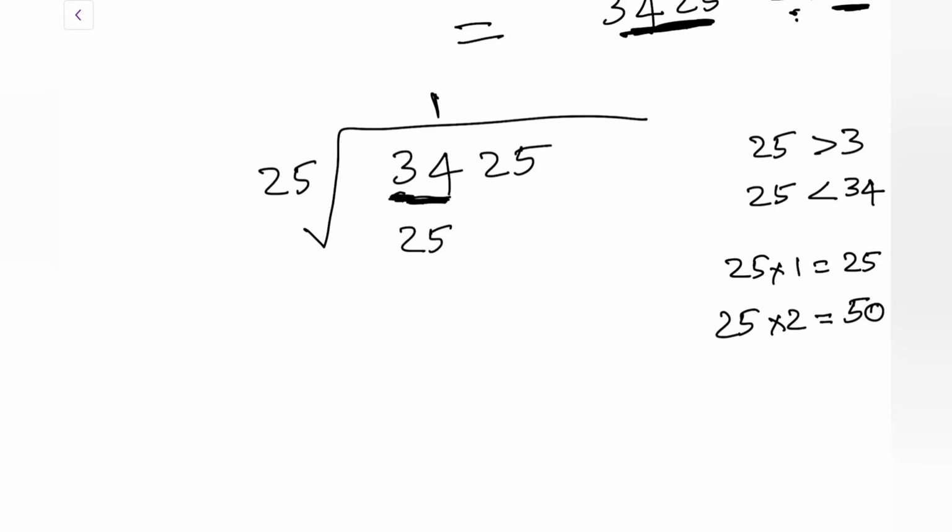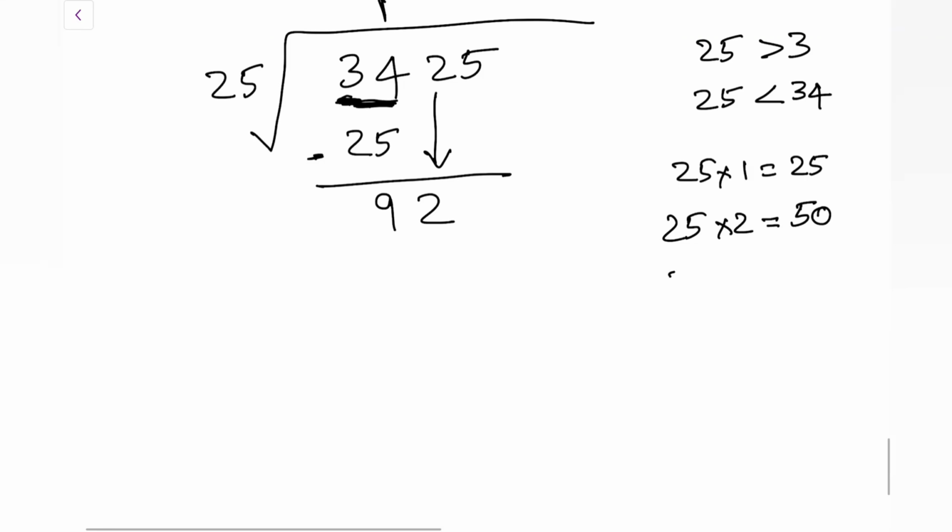It's 25. 34 minus 25, if you do, you will get 9. Now you need to bring 2. What is 92 closest to? 25 into 3? Let's do 25 into 3. 25 into 3 is 75. Yes, that's close to 92.